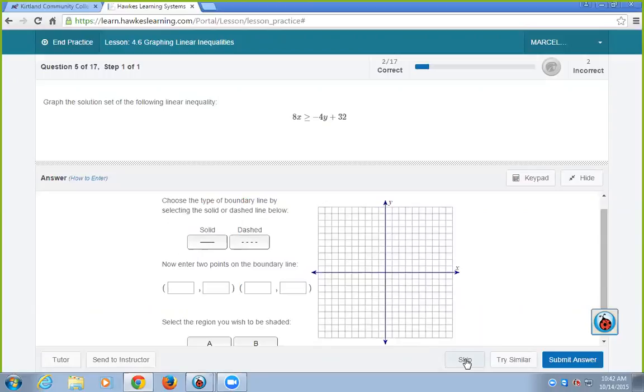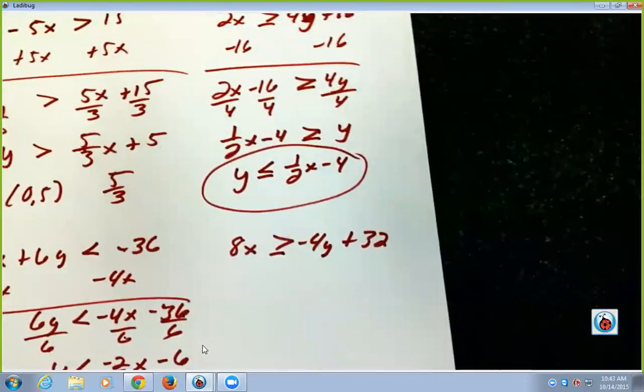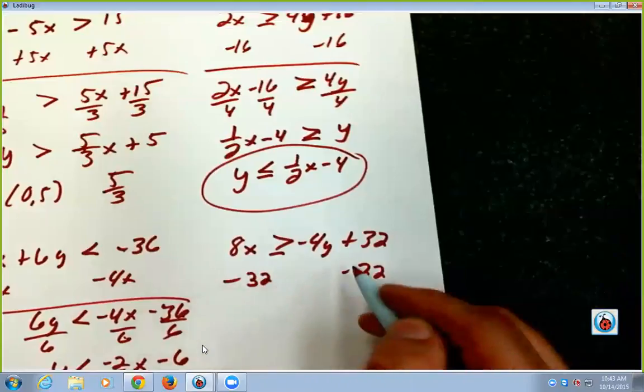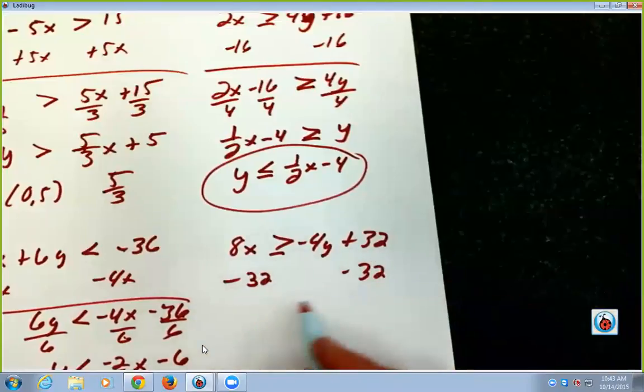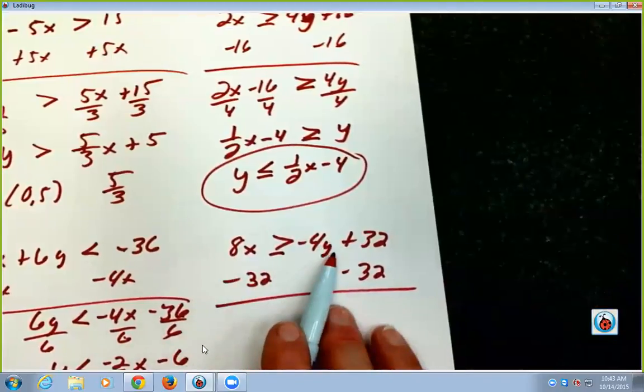Same thing with this one, but what do I have to do differently? This is 8x is greater than or equal to a negative 4y plus 32. So if I go back and look at this one, what has to happen to it? I still got to solve for y if I'm going to graph it. So I'm going to minus 32. What was that? Yep. Or we could just move the y over, move the x over, and we're good.